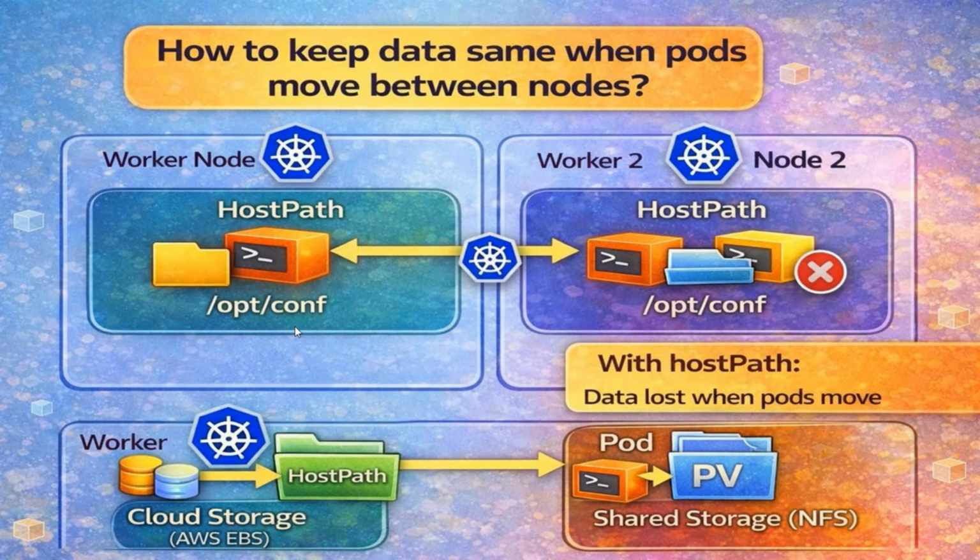So from the application point of view, it looks like the data has disappeared. But in reality, the data is still sitting on worker node 1 and your pod has moved to worker node 2. This is the core problem with these volumes. Your data is tied to a particular server or worker node, but your pods are free to move between the worker nodes. And Kubernetes is doing the right thing by moving those pods.